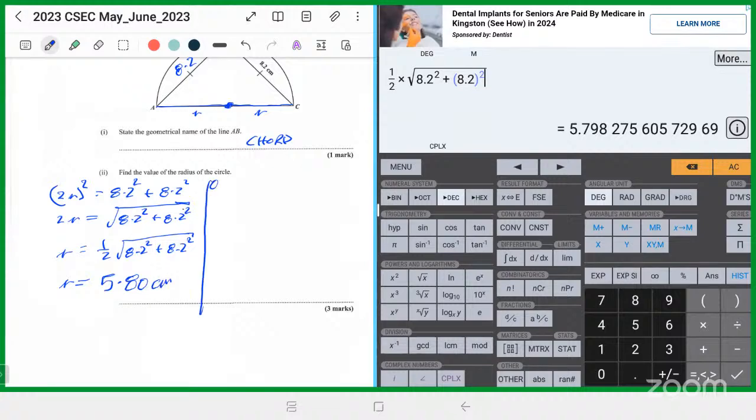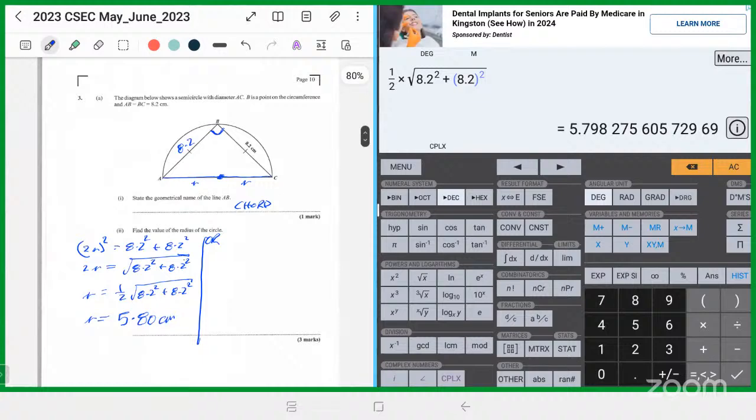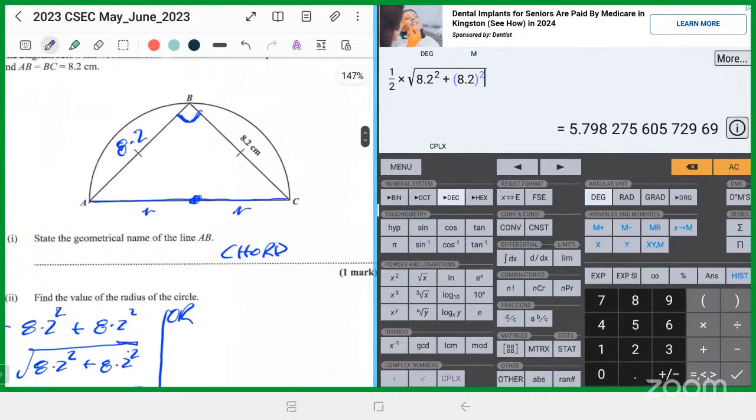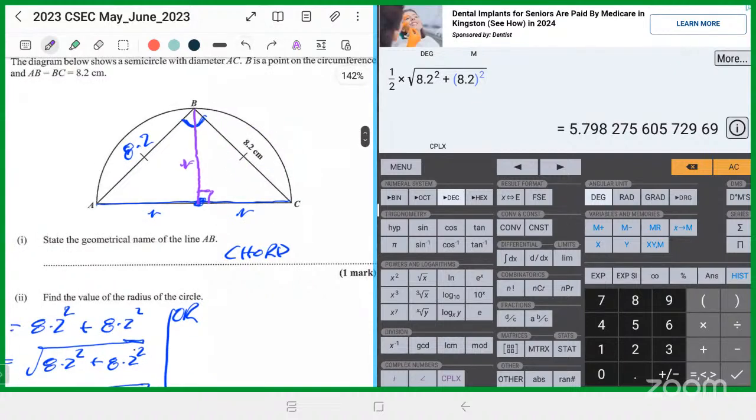Or let's do it another way. I'll draw this other part in purple. We'll divide this up like this now, make this 90. This is also a radius. And we can now use Pythagoras' theorem in this triangle with these 3 sides. So in that case, R squared plus R squared will be equal to 8.2 squared. So we could do it that way.